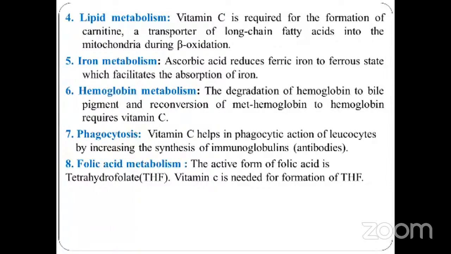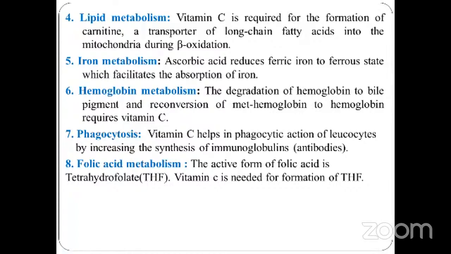Now next is its role in lipid metabolism. Vitamin C is required for the formation of carnitine. And this carnitine acts as a shuttle, called the carnitine shuttle pathway. Carnitine acts as a transporter of long chain fatty acids into the mitochondria during beta oxidation. So for the carnitine shuttle pathway, or for the synthesis of carnitine, we require the vitamin.